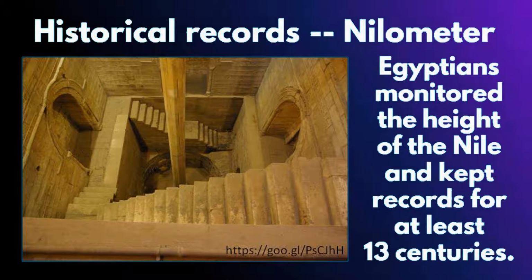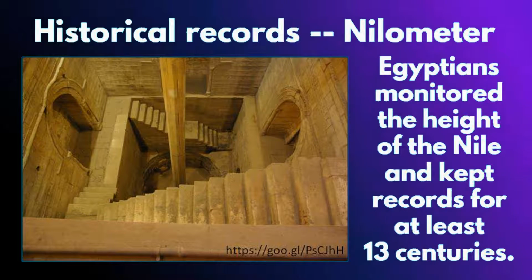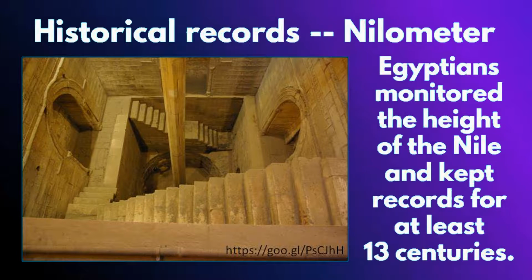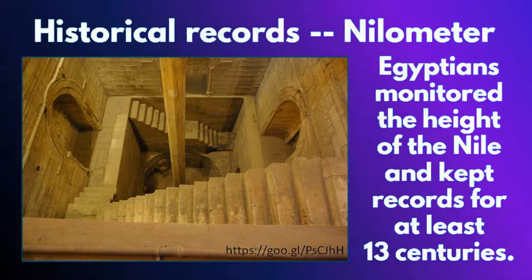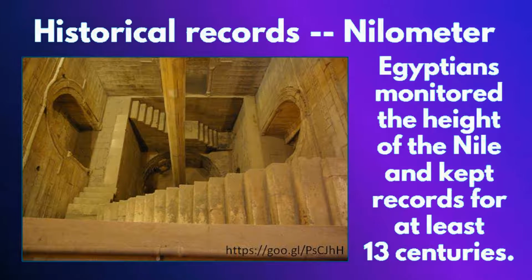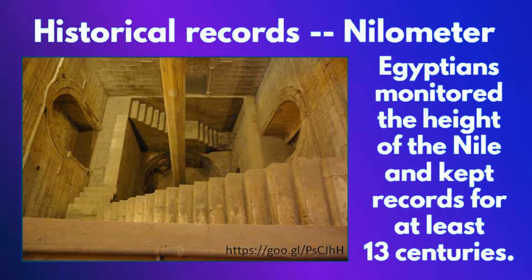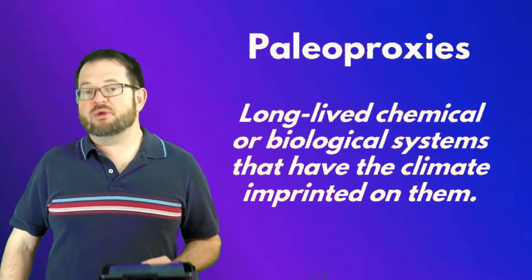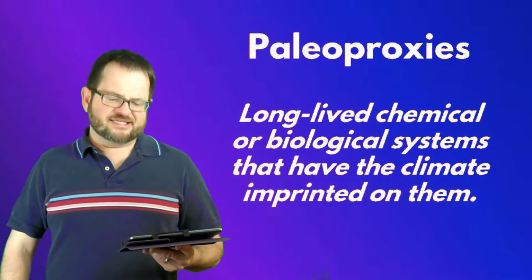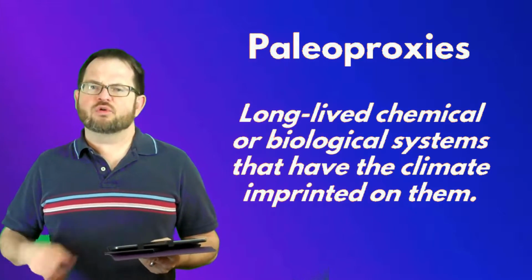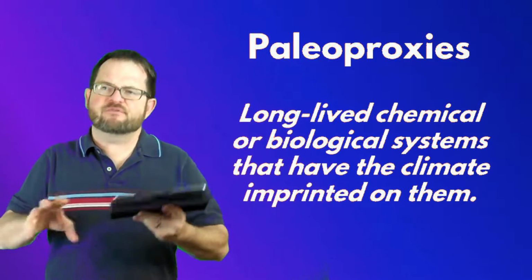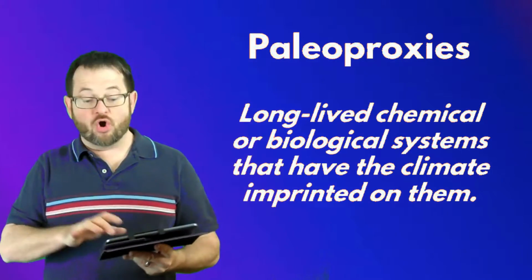Well, the main thing that determines how high the Nile is, principally, is how much rain is falling upstream in like Ethiopia and so on. So we can use these records of how high the Nile was as a way of saying how much rain was falling in that part of the world. Okay, there's lots of these kinds of historical records. Digging these kinds of things up is a whole sub-discipline within climatology. But when you really want to go farther back than that, you need to be using what we call paleoproxies. Paleoproxies are these long-lived chemical or biological systems that have information about the climate imprinted onto them.